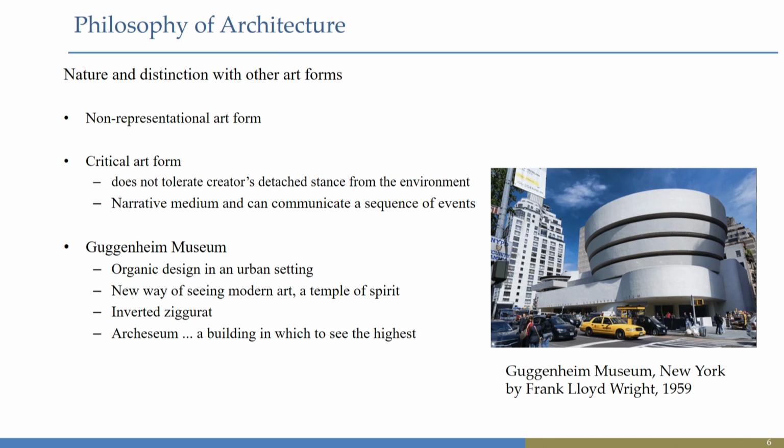Second is narrative medium, which can communicate a sequence of events. So, architecture is a narrative medium. Why is it a narrative medium, and what do you mean by that? It means that it has a story to tell. And how does that story happen? It happens because within the precincts of the building, people are able to move.